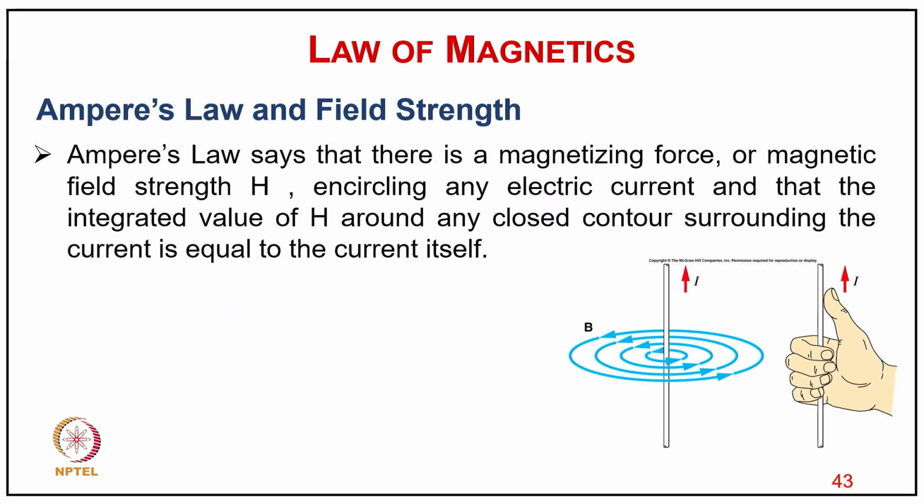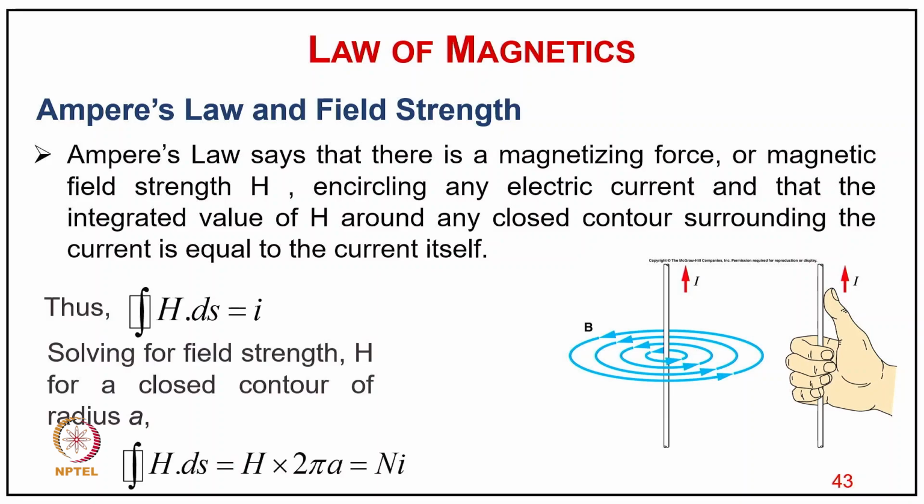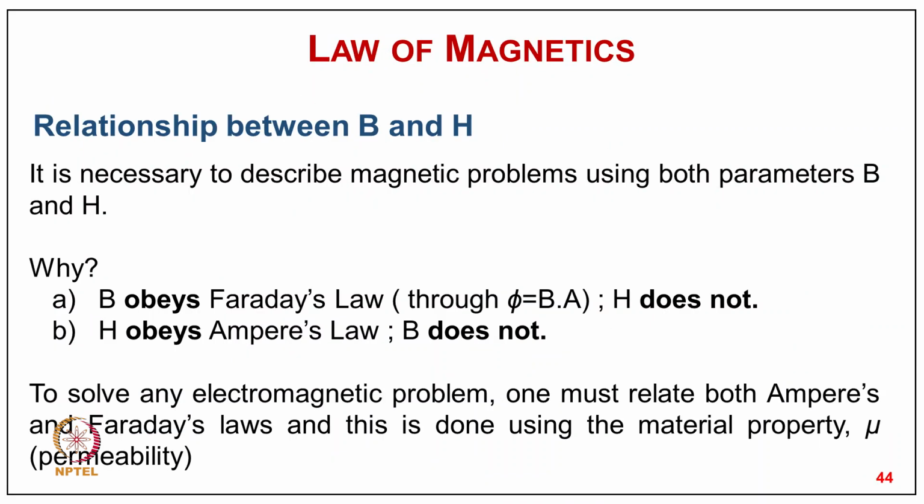So coming to Ampere's law and field strength. Ampere's law says that there is a magnetizing force or magnetic field strength H encircling any current, and that the integrated value of H around a closed contour surrounding the current is equal to the current itself. We can write the line integral of H ds equal to I, or the total MMF. Solving for the field strength for a closed contour of radius a, the integral of H ds equals H times 2 pi a, and that is equal to Ni, the total MMF applied to produce this field line. Therefore H is Ni over 2 pi a, where 2 pi a is the periphery of this field line.